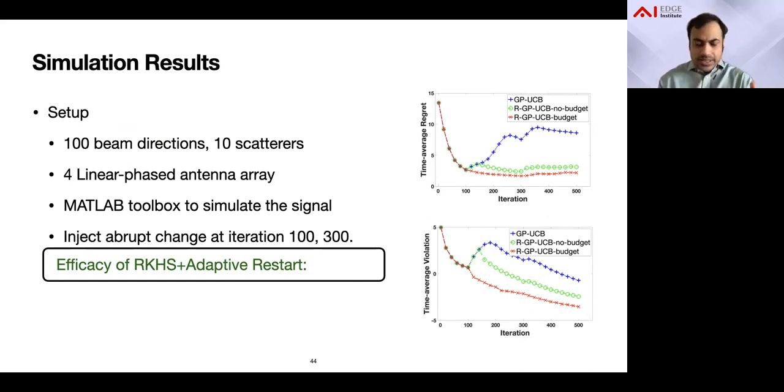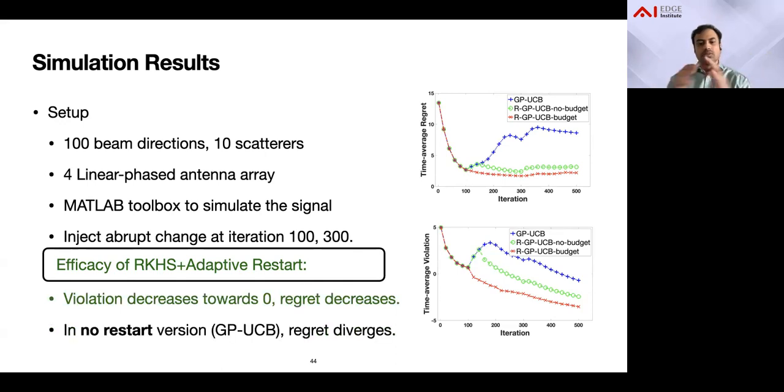Now at 100, there is some kind of change, and this green curve recognizes it and restarts the learning. And even at 300, again there is some kind of change. The regret increases a little bit, it sees that, and again it restarts and the regret decreases. And even in the violation part, if you see the violation, it decreases towards 0. So this shows why the restart works in this case.